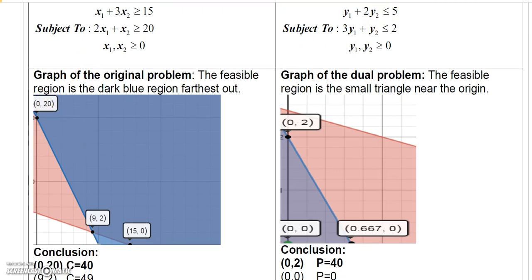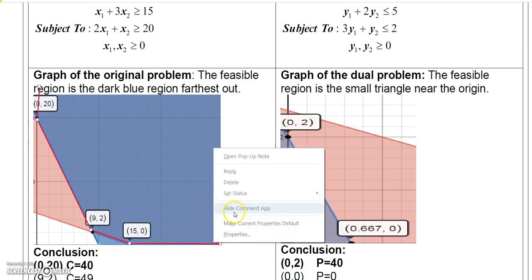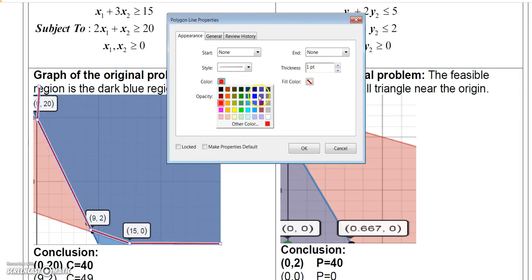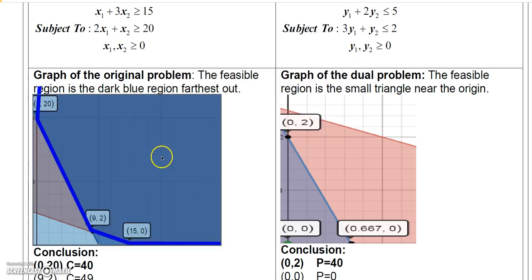region would be this dark blue region, and I'm not going to actually go through and solve this, but it would be this dark blue region that runs down through here and kind of goes out through here. And let me make that a little easier to see. So let's make it blue and make it wider. Okay, so there you would have 3 corner points, 0, 20, 9, 2, and 15, 0.